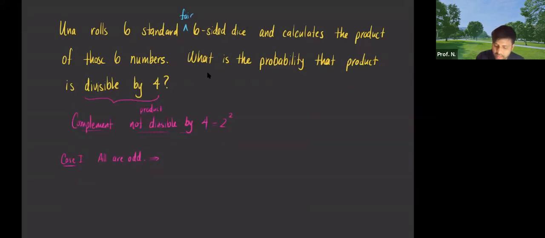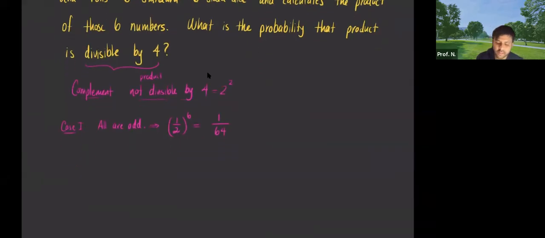Well, for one die it's a half. You have half of them being odd numbers, 1, 3, and 5, but you have 6 of them. So 1/2 to the 6th power will give you 1/64. So that's the probability that all of them are odd. But just because they're all odd doesn't fully cover the realm of the product not being divisible by 4. This is if all the numbers are odd, so there is no divisibility by 4.